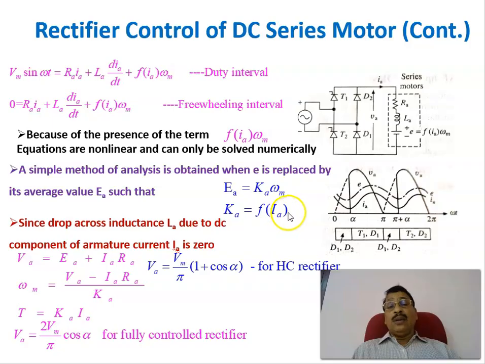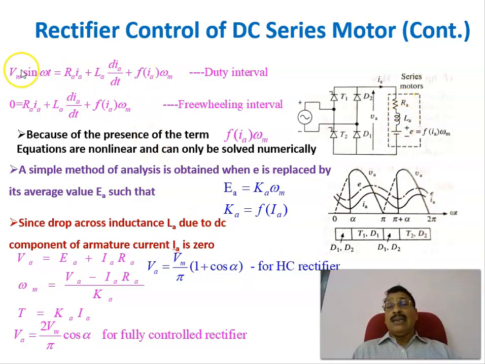Now, if you calculate the slope of that curve at any instant, that slope is the ratio of flux divided by armature current. That is the constant Ka, a function of Ia. And since the drop across the inductance La due to the DC component of the armature current is 0, the average value of the voltage across the inductance is equal to 0.